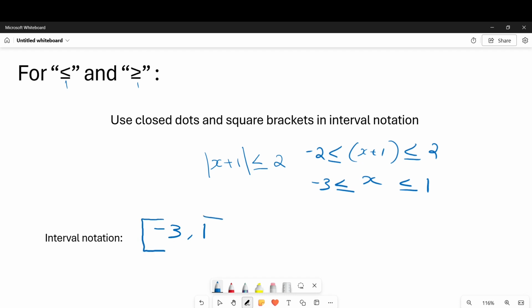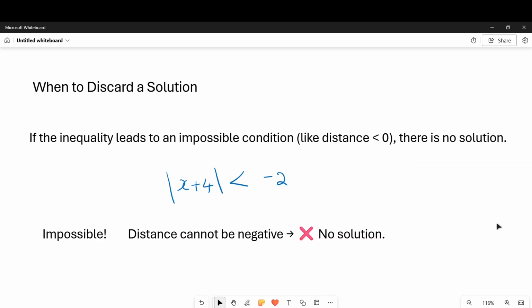So don't forget to apply the square bracket, because if you apply the open bracket, that means minus 3 and 1 are not included. So the answer is wrong. You have to apply the square bracket. Why? Because the interval notation includes both values for these inequalities. Some inequality equations have no solution. Keep in mind how it will be identified.